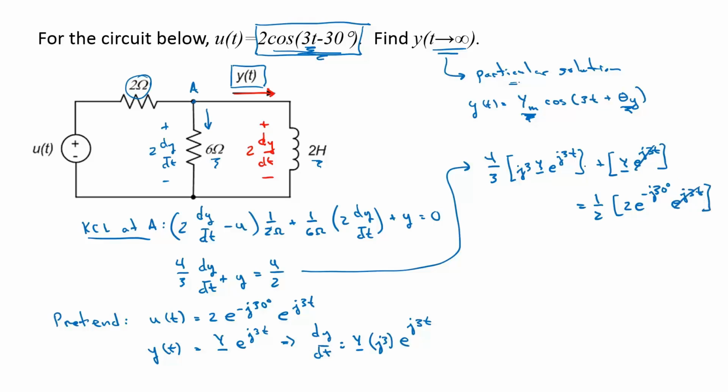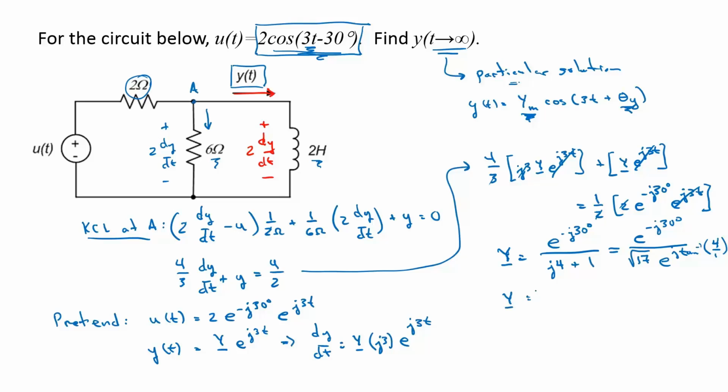The e to the j3t's all cancel out. Grouping terms and solving for the phasor Y gives me e to the minus j 30 degrees over j4 plus 1. Division is more easily done in polar form for me, so this is e to the minus j 30 degrees over the magnitude, which is the square root of 4 squared plus 1 squared, which is square root of 17, e to the j inverse tangent of the imaginary part, which is 4, over the real part, which is 1.